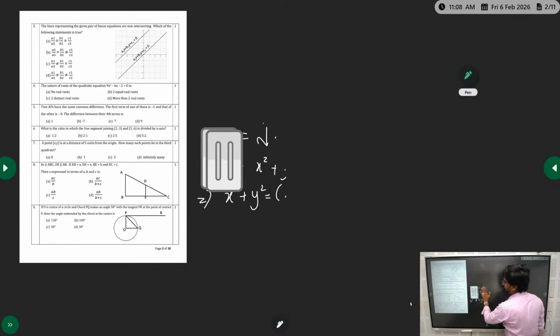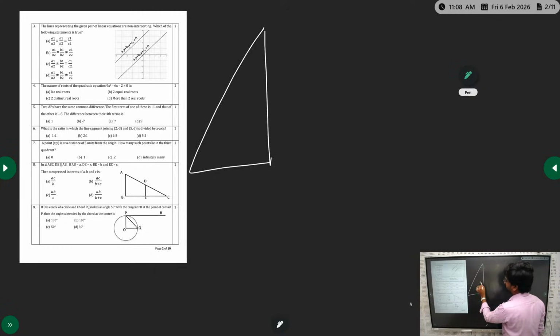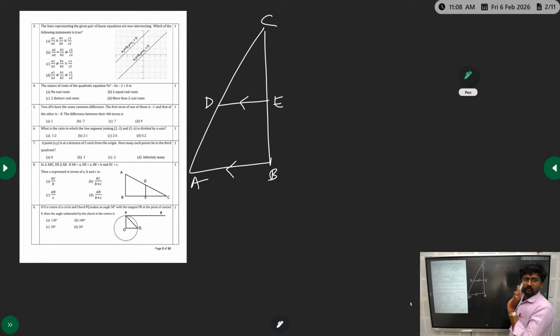To make my solution easy, I will draw this triangle vertically like this. Here E, D, C, A, B. When DE is parallel to AB, no doubt two triangles are similar. Why? One is a common angle, another one is a corresponding angle. Two triangles are similar. Then what should be equal to each other? Side ratios. How many triangles are there? One is a small triangle, another one is larger.